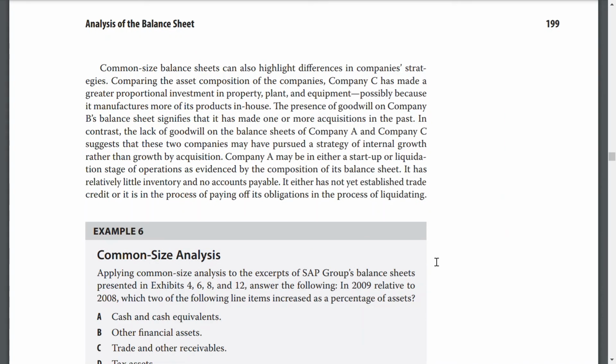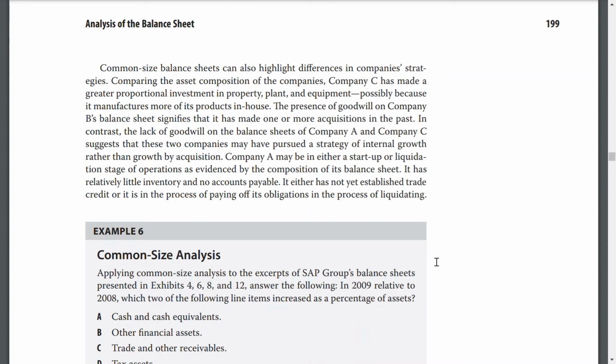Comparing the asset composition of the companies, Company C has made a greater proportional investment in property, plant, and equipment, possibly because it manufactures more of its products in-house. The presence of goodwill on Company B's balance sheet signifies that it has made one or more acquisitions in the past. In contrast, the lack of goodwill on the balance sheets of Company A and Company C suggests that these two companies may have pursued a strategy of internal growth rather than growth by acquisition.